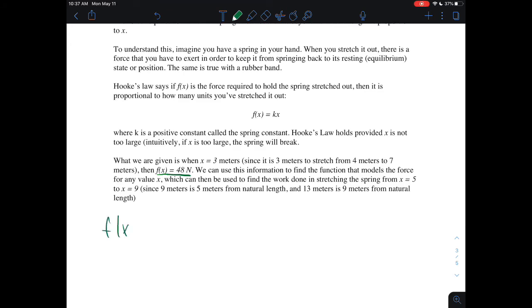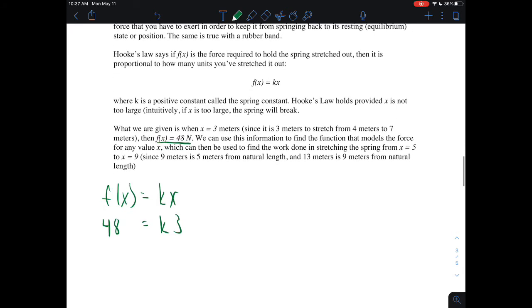We're given that f of x is equal to k times x. We're also told that it requires 48 newtons if you want to hold that spring 3 meters stretched out from its equilibrium length. So now what this means is that k is equal to 48 divided by 3, or 16. So this now tells us the force for this spring. f of x is equal to 16x. And now you can use this for any distance stretched beyond 4 meters.